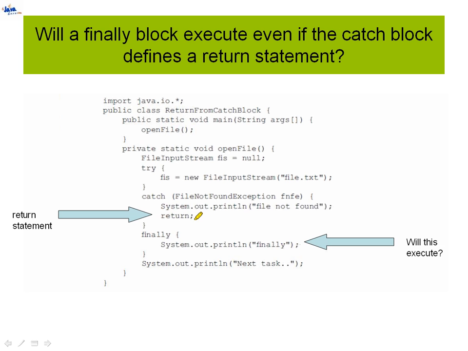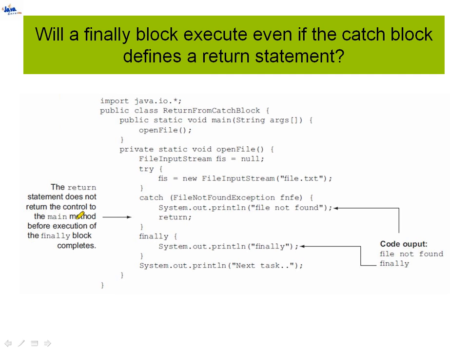So what happens to the return statement? It will happen after finally. Yes, that's true. Before the control returns from a method, the code executes the finally block. So the control is not transferred. A hold is put on the transferring of the control, and the control waits for the execution and completion of the finally block.